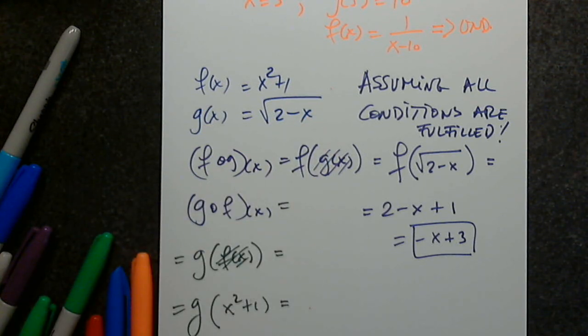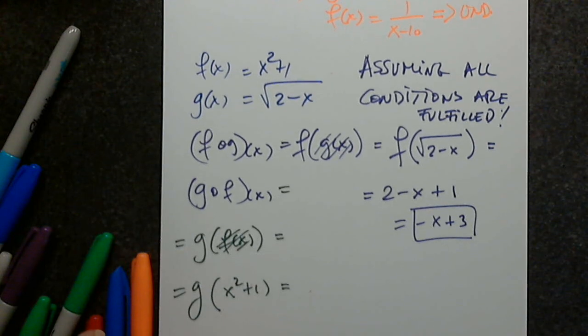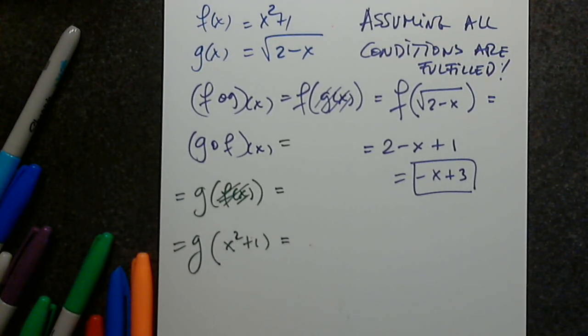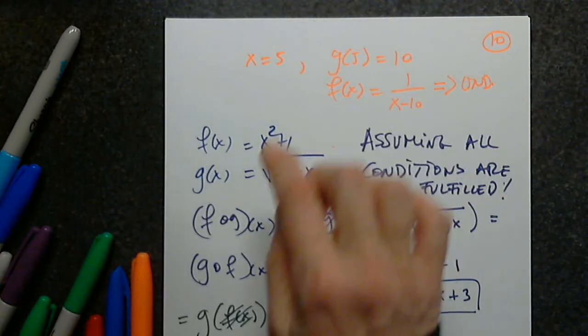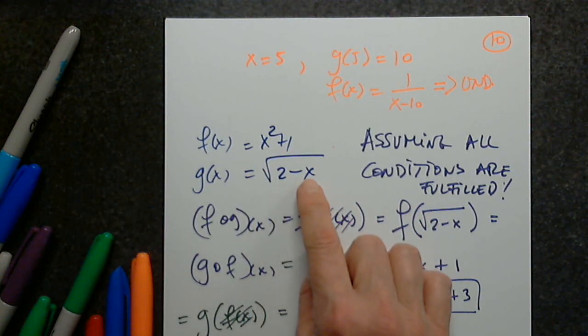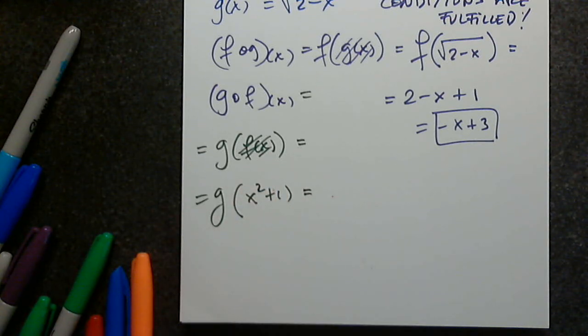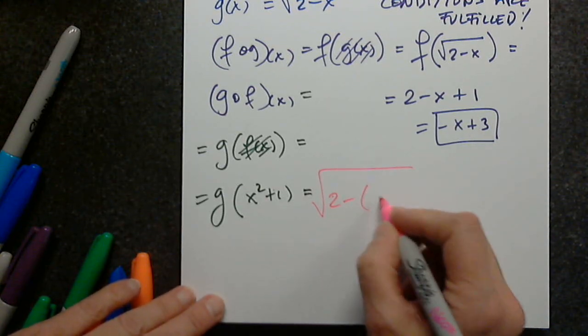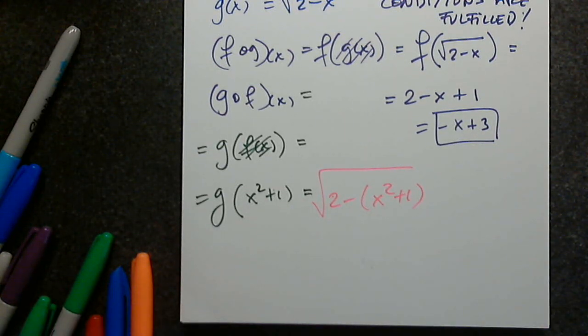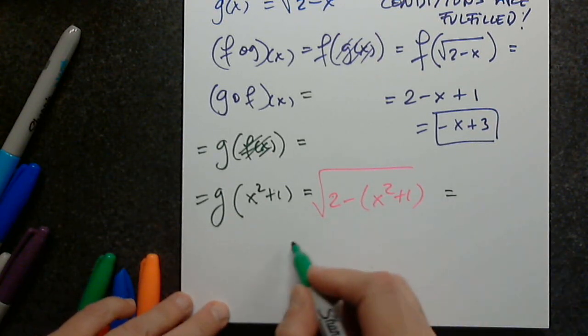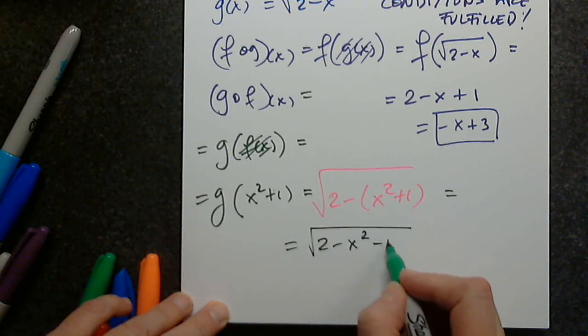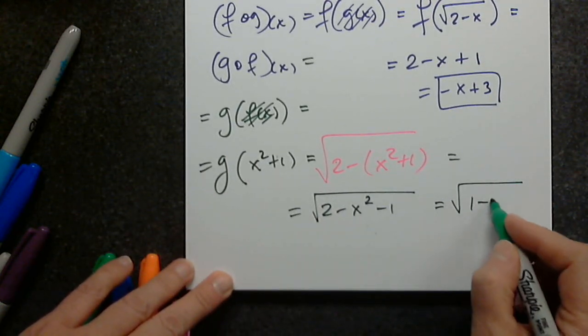So how do I write that? I want the square root of 2 minus whatever. This is my whatever. Square root of 2 minus, in parentheses, x squared plus 1. Exceptional. Thank you. That's exactly what I was hoping for. So then this is 2 minus x squared minus 1, which is the square root of 1 minus x squared.